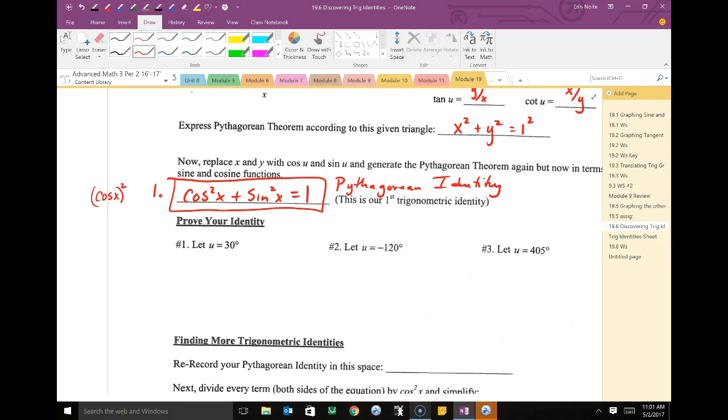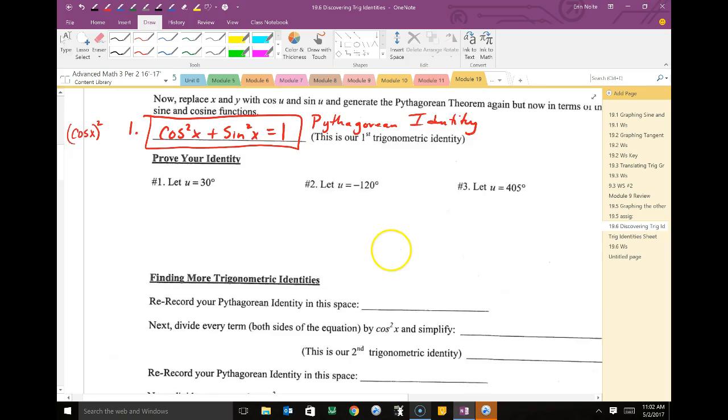Did anybody happen to do question 1, question 2, and question 3? What did you happen to notice on those 3 questions? They all equal 1. So the point behind questions 1, 2, and 3 is it doesn't matter what value we put in for the angle, the identity is going to hold true. If you have cosine of any value squared plus the sine of any value squared, it will always equal 1.